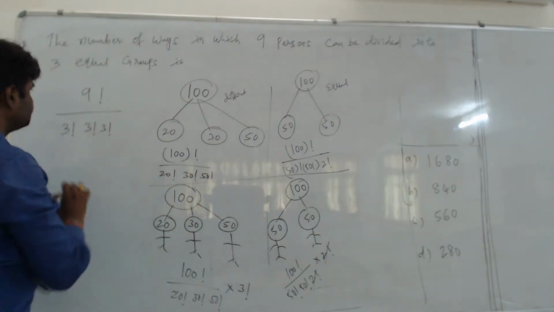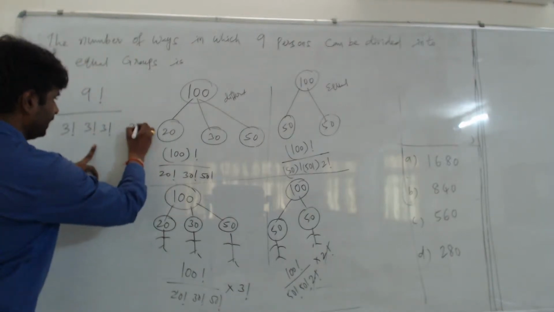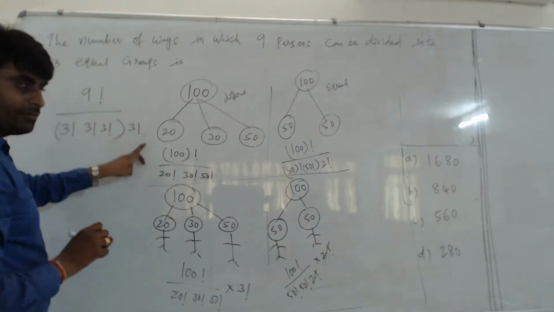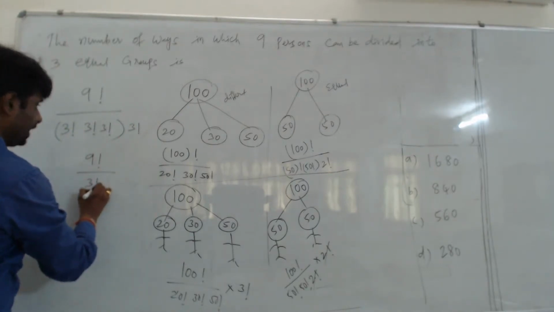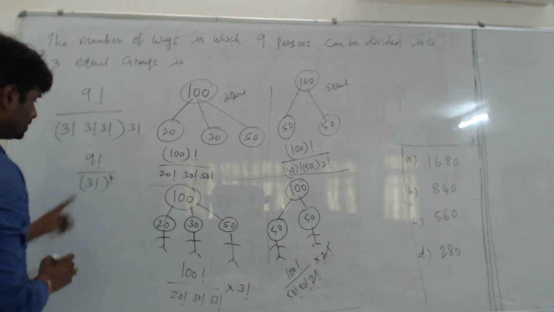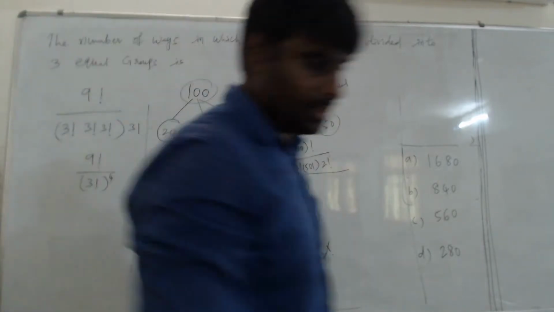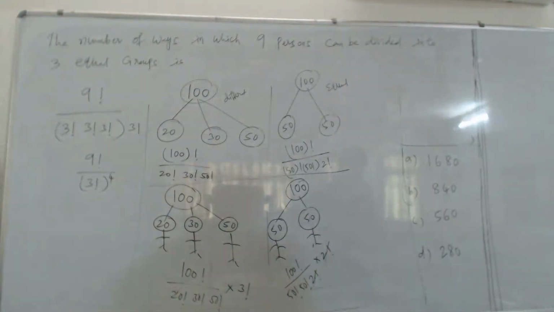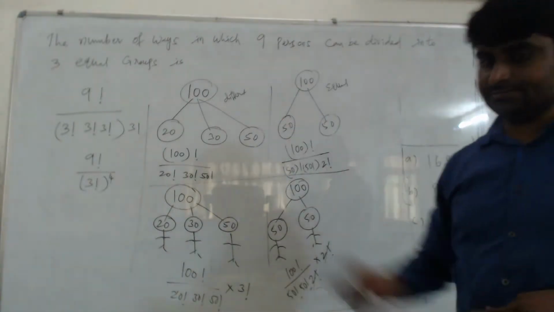Now, so 3 equal parts, so one more 3 factorial we will write because these 3 are equal parts. So 9 factorial divided by 3 factorial whole power 4. This can be calculated so that we will get the answer. Now clear? So the option will be 2ID. We can calculate. Make a note of that.